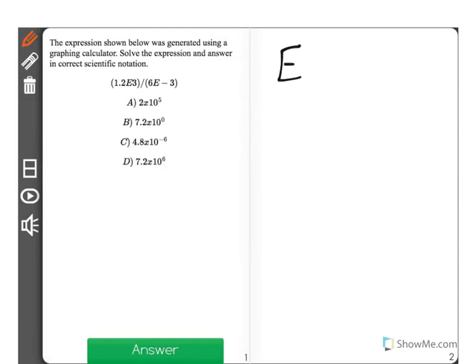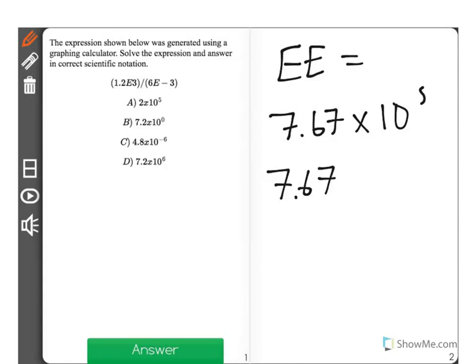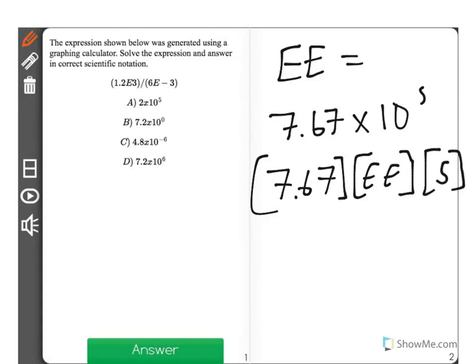On a calculator, you'll have a button that says EE. What that means is take whatever number you have and put it in scientific notation. So maybe you're going to try to write 7.67 times 10 to the 5th. You would type in 7.67, then you would press the EE button, then you would press 5. But what's important to note is when you press the EE button, it actually only writes E in the graphing calculator.